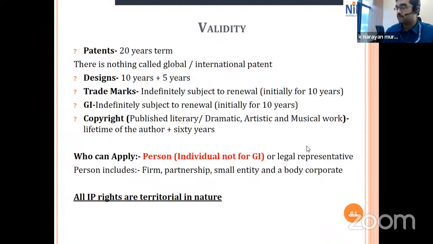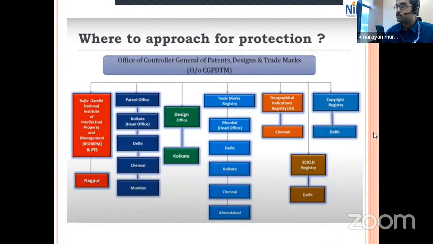So who can apply for these things? It could be a person, a legal representative, a startup, a small entity, a partnership, or an educational institute. Okay. All IP rights are territorial in nature. As I said earlier, if you want an IP right in India, you need to go to the Indian Patent Office. So it is territorial in nature. Okay. So where to approach for protection?